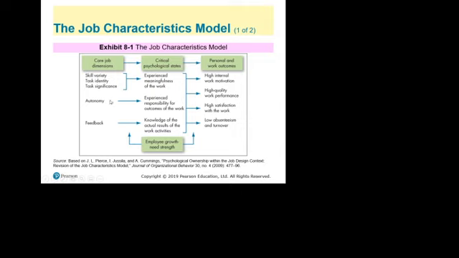If the organization gives employees autonomy to decide how to perform the job, this gives them a sense of responsibility, to feel responsible for the outcome of the work. And this actually could lead to high quality work performance and high satisfaction. All of these, from skill variety to feedback, could lead to high internal work motivation, high quality work performance, high satisfaction with work, and low absenteeism and turnover.